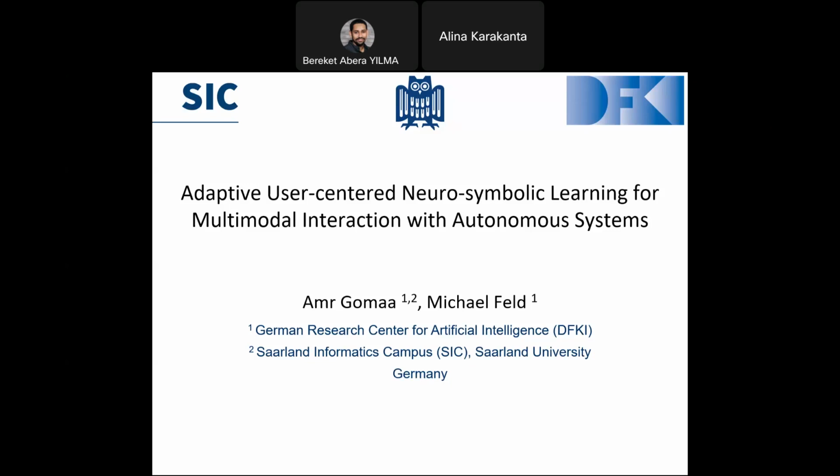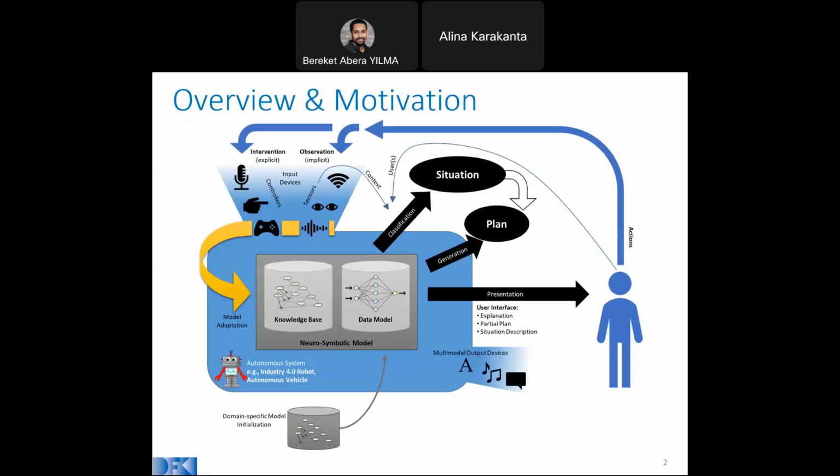Okay, perfect. So yeah, I'm gonna introduce myself again for those that weren't here yesterday. My name is Gomaa, and I'm a PhD candidate at the German Research Center for Artificial Intelligence, or DFKI, and Saarland Informatics Campus at Saarland University. And as Kit mentioned, I'm gonna talk to you today about adaptive user-centered neuro-symbolic learning for multimodal interaction with autonomous systems. So the title is super big, but we're gonna hopefully dissect it together, and it's quite related to what we have seen today in the keynote.